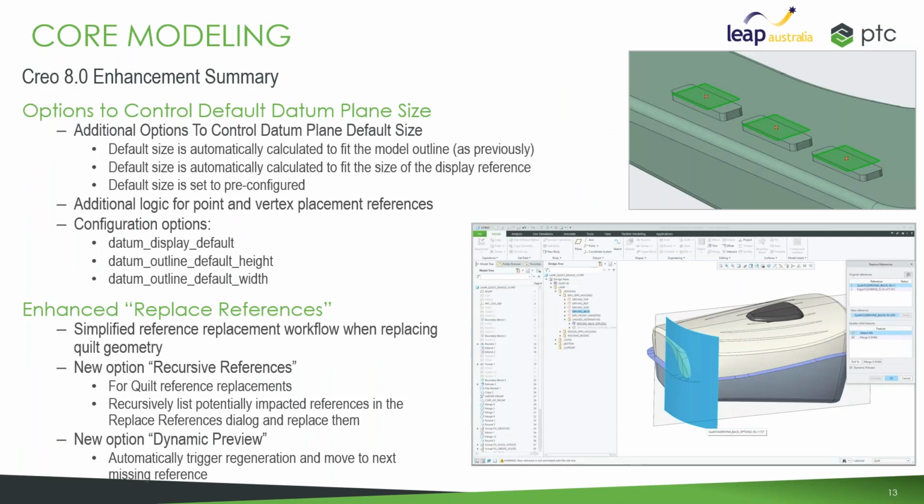Creating datums. So some new options for helping control the datum plane size. So the default is to automatically fit around the model outline like it's always been, but there are some new options there for controlling sizes as you're building these. Okay, so you can set default heights and widths and how they display in your config options.